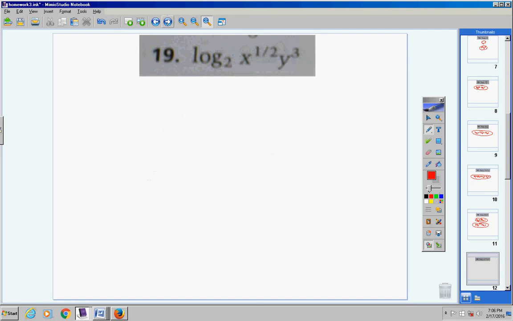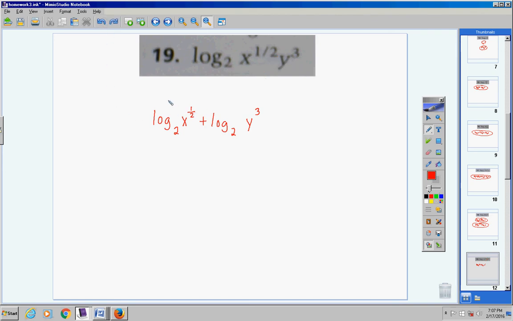Number 19. Okay, now look at our argument. I'm looking for multiplication, division, or exponents. Well, I have multiplication. I have two things being multiplied, x to the 1/2, y to the 3rd. So if I have two things being multiplied, I'm going to write two logarithms with base 2. Alright, here I'm going to have x to the 1/2 power, and over here I'll have y to the 3rd power. Okay, and of course a positive sign here. Why a positive sign? Because they're multiplying. If they would have been dividing, I'd put a negative sign here.